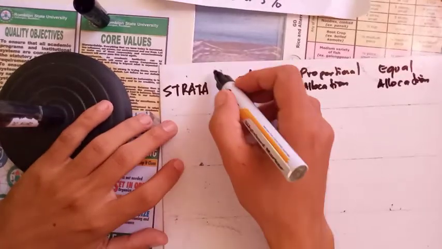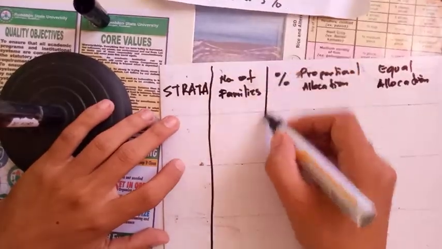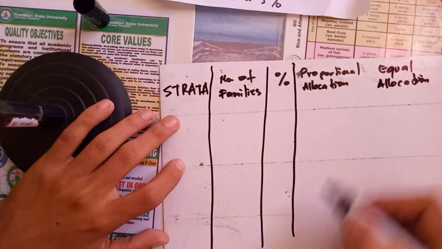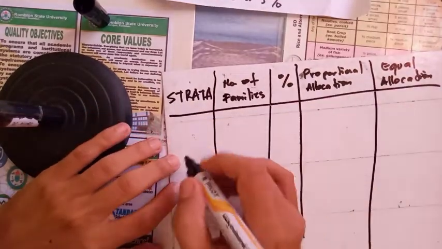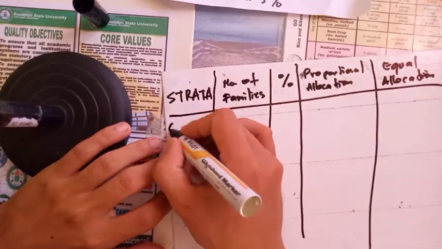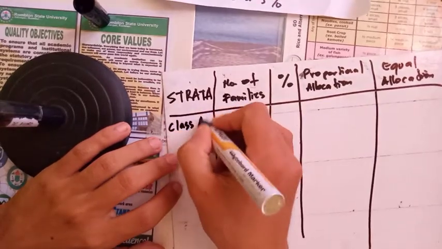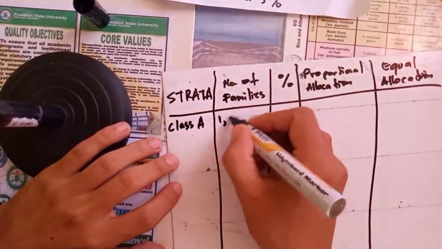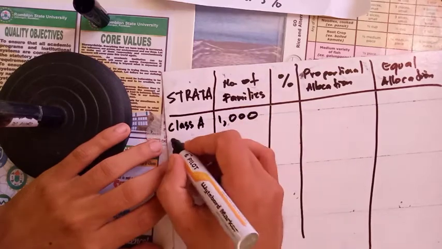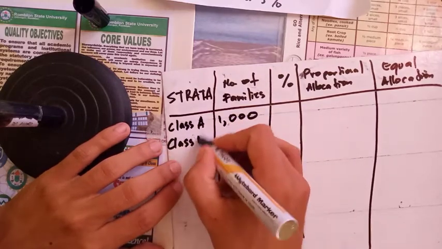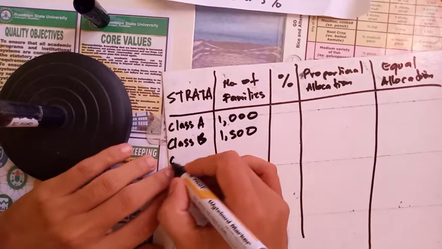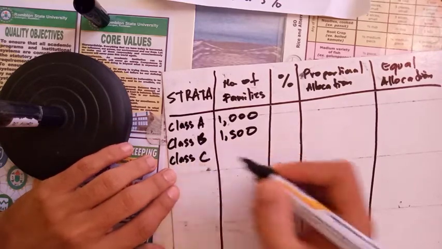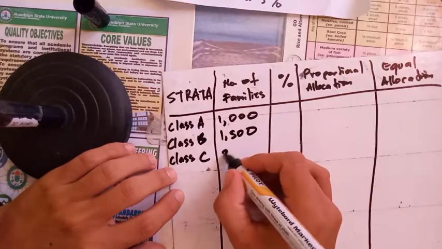Okay, so normal tayo, kaya hindi pantay yung ating linya. For the strata, we have the class A, which has the number of families of 1,000. For the class B, we have number of families of 1,500. For the class C, we have the number of families, which is 2,500.